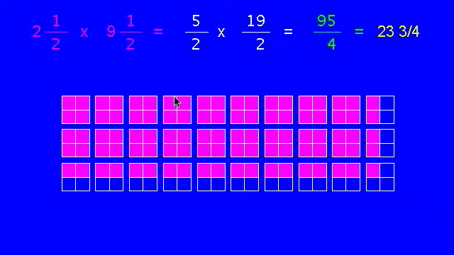Okay, so multiplying 2.5 times 9.5 is like having 9.5 in a row, and that row repeated 2.5 times. So our pieces are halves, then halves again, or fourths. And we have 5 rows of 19 each.